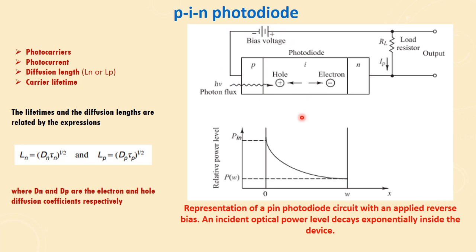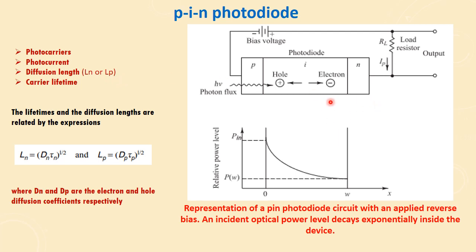Okay. And again there will be minority carriers within the depletion region. Holes move towards the negative terminal, and electrons move towards the positive terminal. Due to this movement, we define the diffusion length, which is the distance taken by the hole to move towards the negative terminal, and the distance taken by the electron to move towards the positive terminal. These are denoted Ln and Lp. Ln is the diffusion length for electrons, and Lp is the diffusion length for holes.